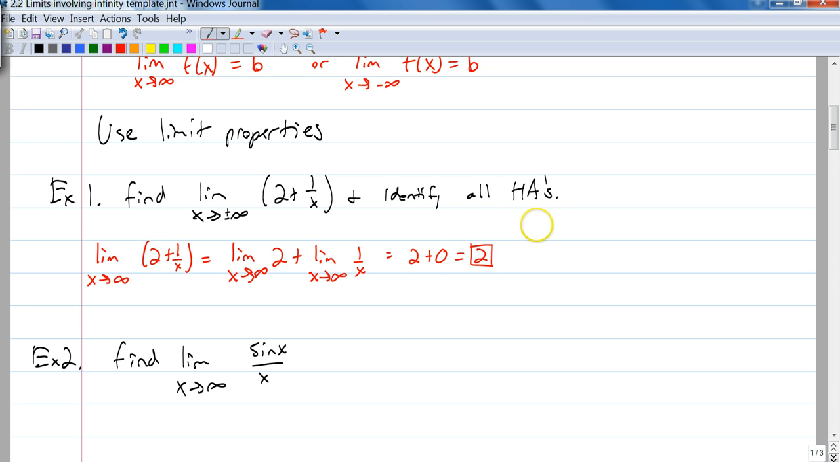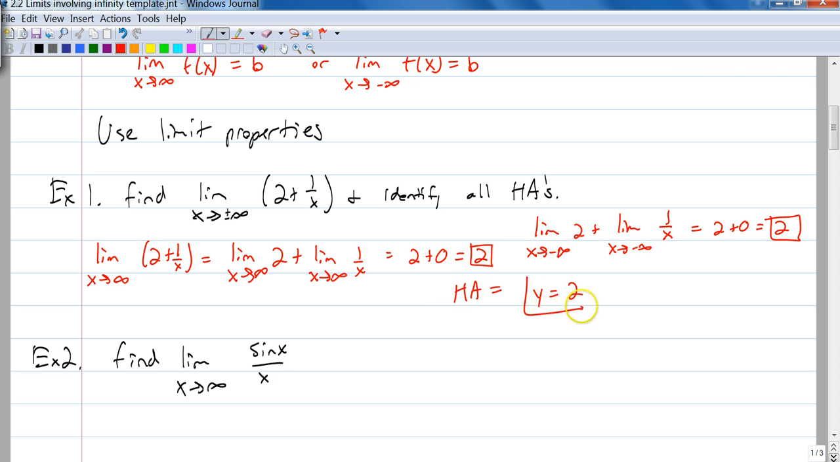If you do it with the left, you get the same thing, because when you break this apart, it doesn't matter if it's going left or right. You still get 2 and 0 and 2. So since they're both constants, and both the same constant, the only horizontal asymptote we have here is y equals 2.